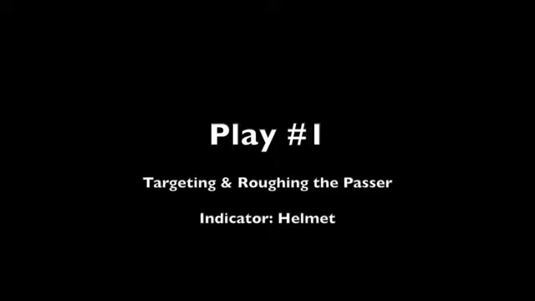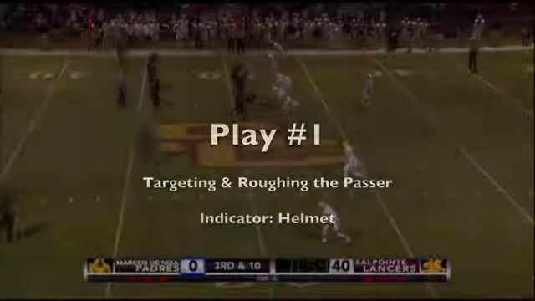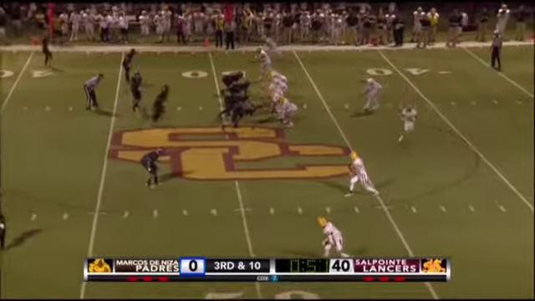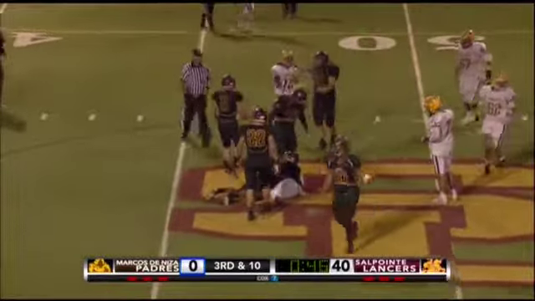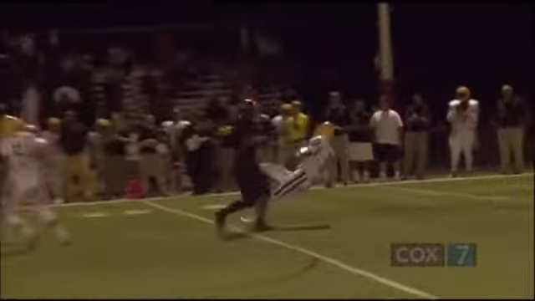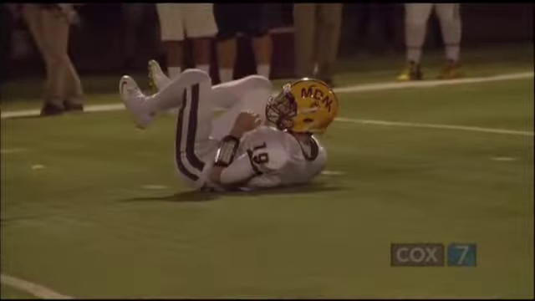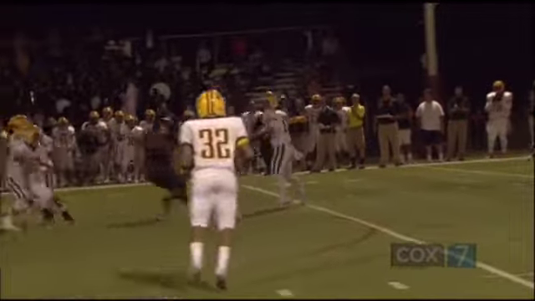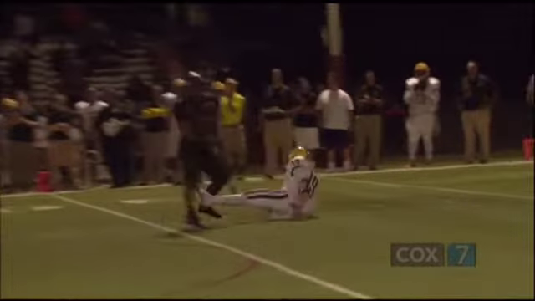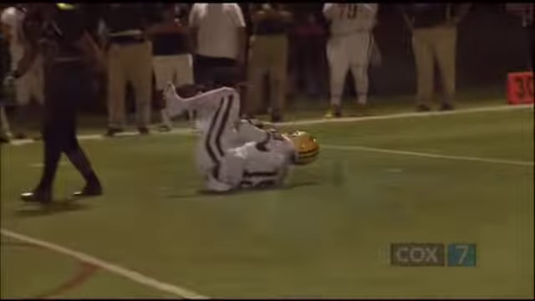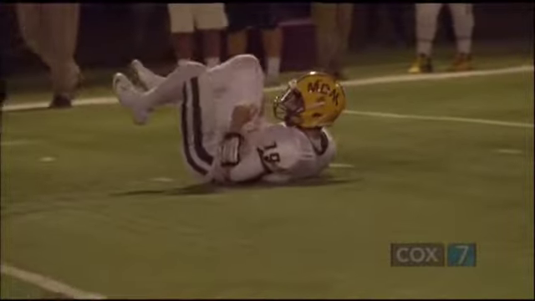Play number 1 is both an example of targeting and roughing the passer, and our targeting indicator in this case is going to be a player who's leading with the helmet. And in this case, you're actually going to see a foul that falls into 3 categories: targeting, illegal helmet contact, and roughing the passer. And once we show the replay, it can be clearly seen that this defender lowers his helmet directly into the chin of an opponent. This is a targeting foul on a defenseless player, and in this case the foul will be penalized as roughing the passer, which means we would enforce the 15-yard penalty from the spot where this play concludes.